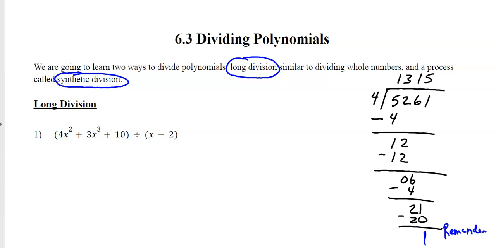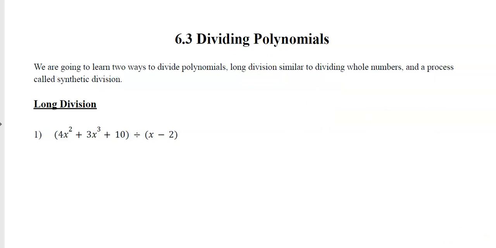When you're first learning how to do this, we would say the answer is 1315, and then we would say R1, remainder of 1. And then as you get a little bit older, you can put your remainder on the top, and on the bottom you put your outside number. So we'd say it's 1315 and 1 quarter, or 0.25. We're going to have the same idea of putting that remainder on the top, but we're going to be doing it with polynomials. So let's jump right into it.